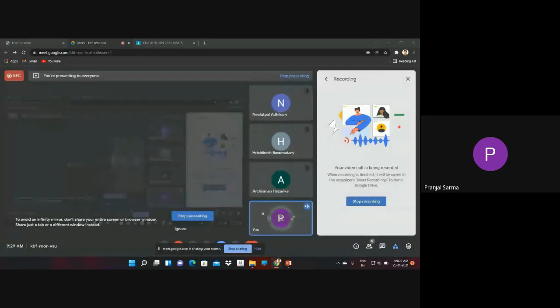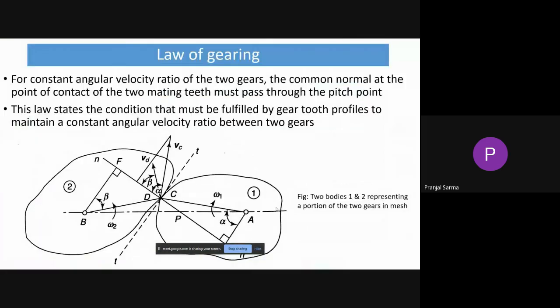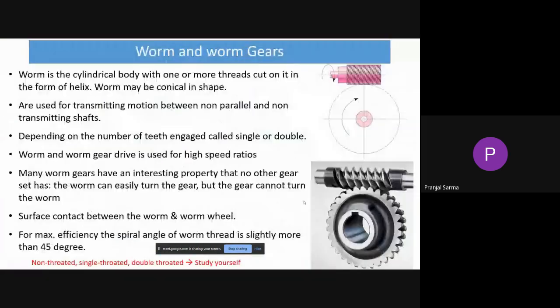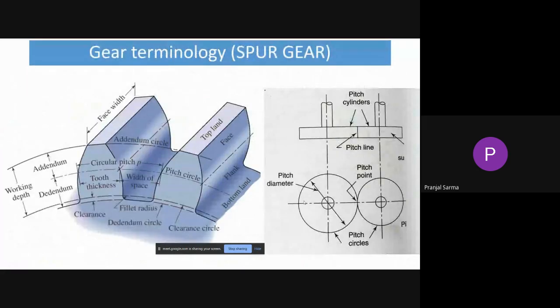If you still have any doubt from the previous modules, or from this module itself, whatever we have been discussing till now, you can ask. What we discussed in the last class was basically different gear terminologies, the nomenclature of gear and gear drive: what we understand by addendum, the different circles like the addendum circle and the pitch circle, which is very important, the tooth thickness, circular pitch, and top land, bottom land. Those things we have discussed.